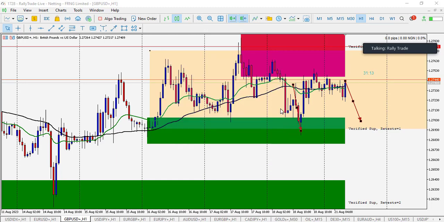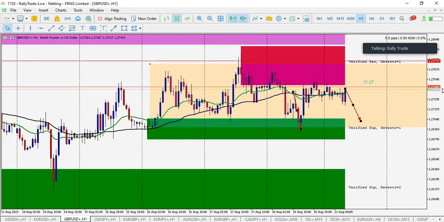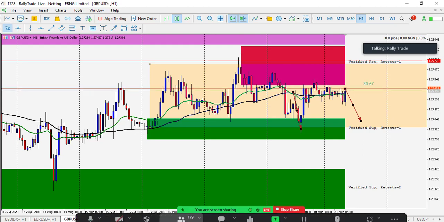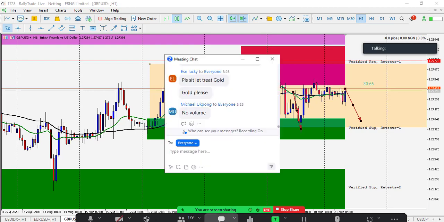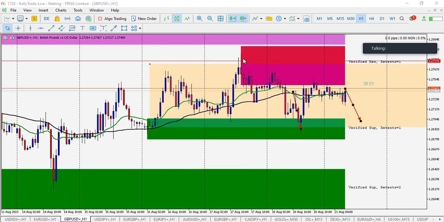Someone is saying this screen appears too busy. Is it true? It's not too busy. Only what we have here are these colors. These colors are support and resistance areas. So it's not too busy, sir.